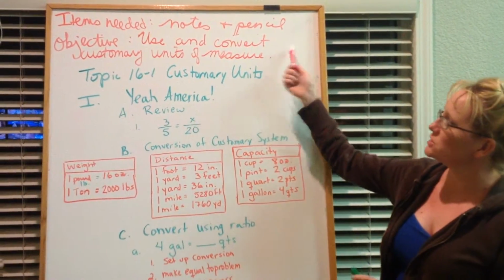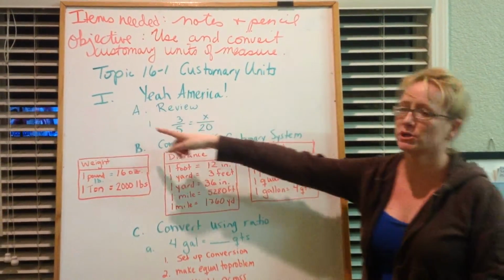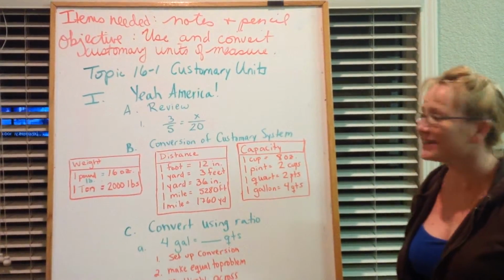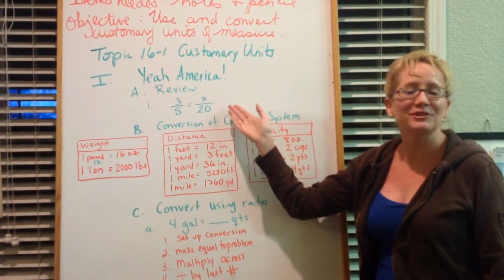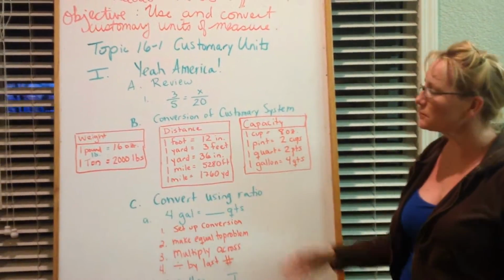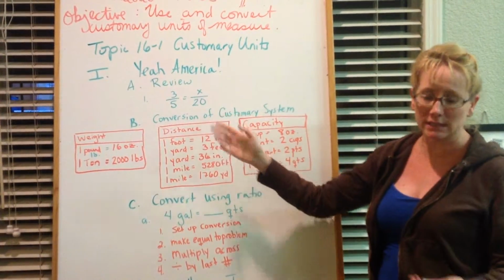So our objective is to use and convert the customary units of measure. It's topic 16.1, so we're going to use Roman numeral 1. Yay, America! In order to learn how to do this, you need to first review how to solve ratios with a missing number. So I have this basic ratio here. 3/5 is equal to what over 20?